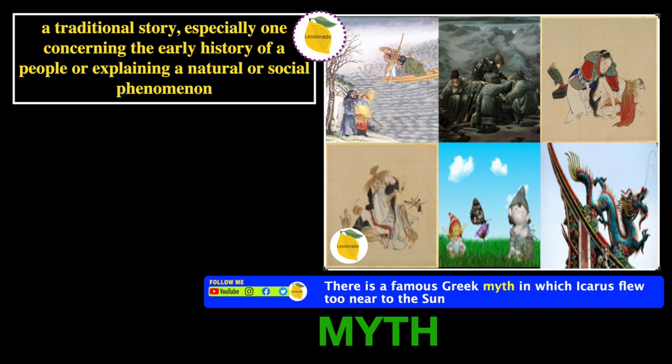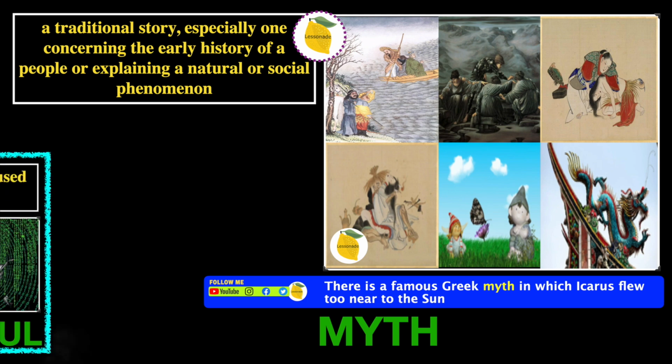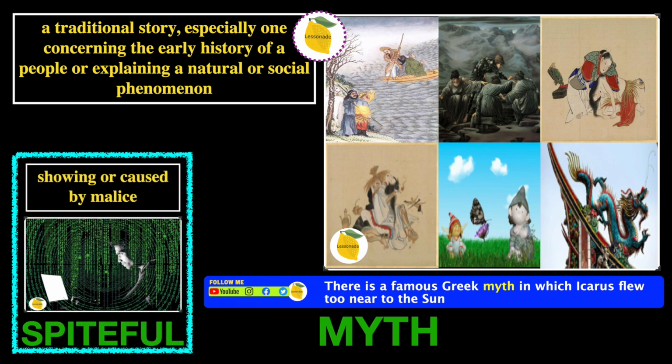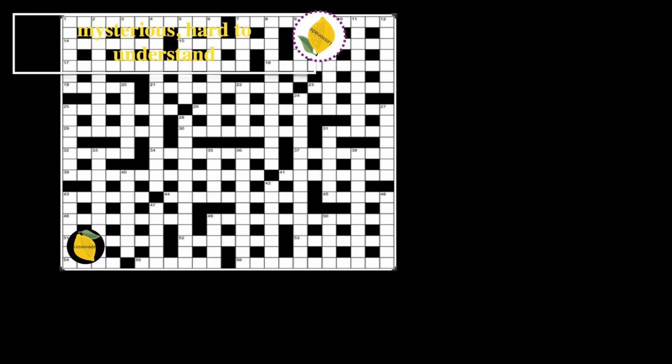Myth. And the sentence for myth is there is a famous Greek myth in which Icarus flew too near to the sun. So once again, before we go into the next one, let's try to recall the previous slide. And the previous slide is spiteful. Let's go on to the next one.